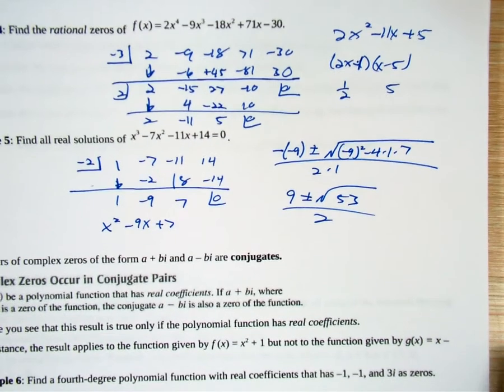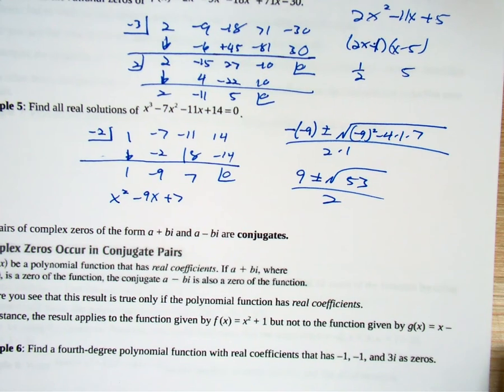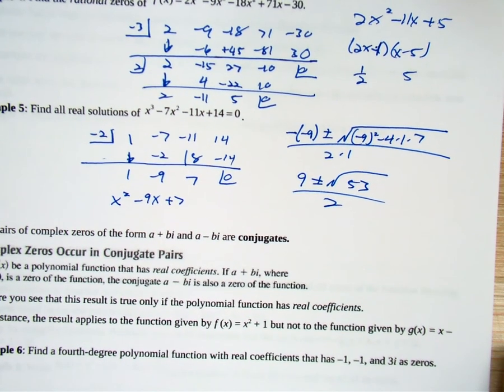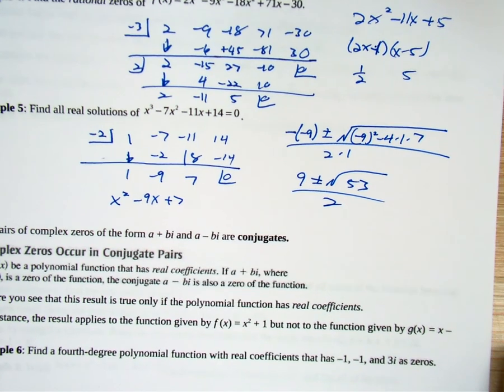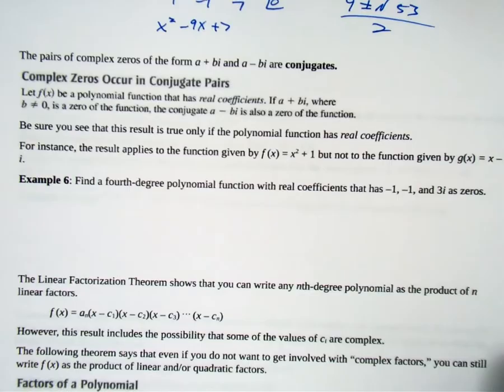Imaginaries. Pairs of complex zeros of the form a plus bi and a minus bi are conjugates, and imaginary numbers happen in conjugate pairs. So if you get a plus bi, you also know that there's going to be a minus bi. Okay.